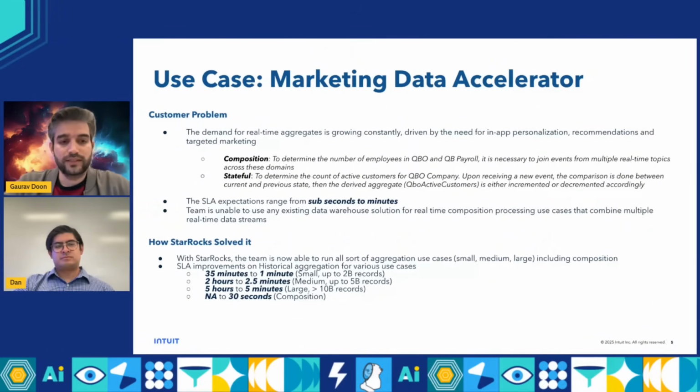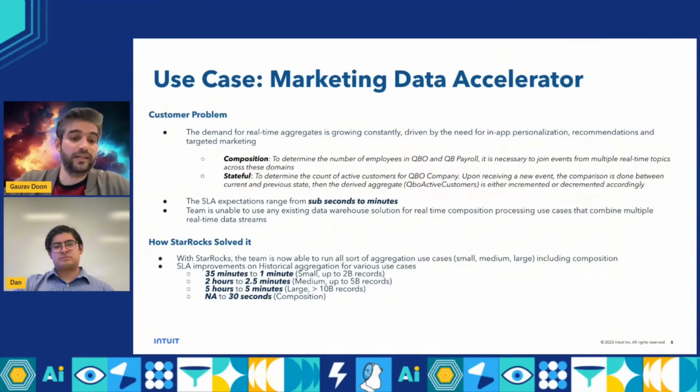Stateful is another one where, based on the previous state of a particular attribute, you look into it and you change it accordingly based on the incoming event. The example of this one is, in order to determine the count of active customers for a QuickBooks Online company, we look at that event, and based on its current and the previous state, the derived attribute, in this case called QBO active customers, will be either incremented or decremented based on the incoming event.